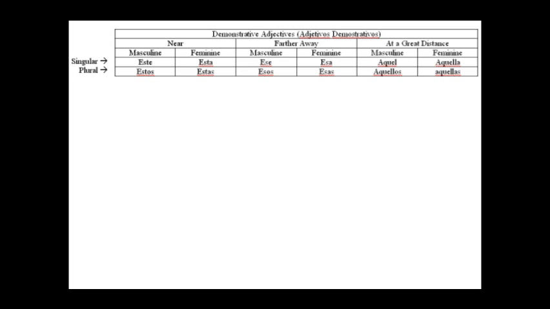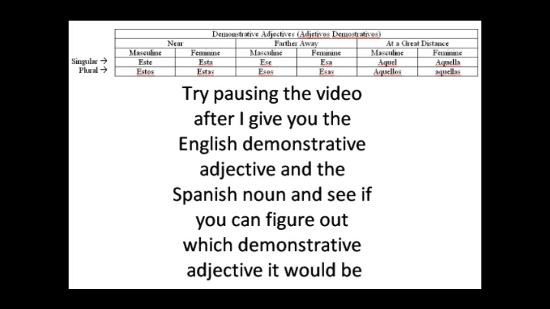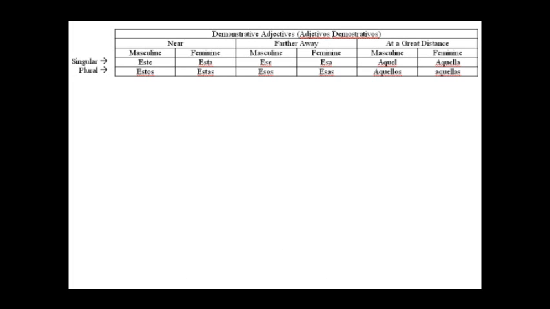So lastly, what I'm going to do is I will give you a word in English followed by a noun in Spanish, and then you tell me what it would be. So for example, if I said this lápiz. Lápiz is masculine for pencil, and it's this one, so obviously it's nearby me. I would say este lápiz for this pencil. Okay, so here we go. The first one will be this casa. This casa. The answer would be esta casa.